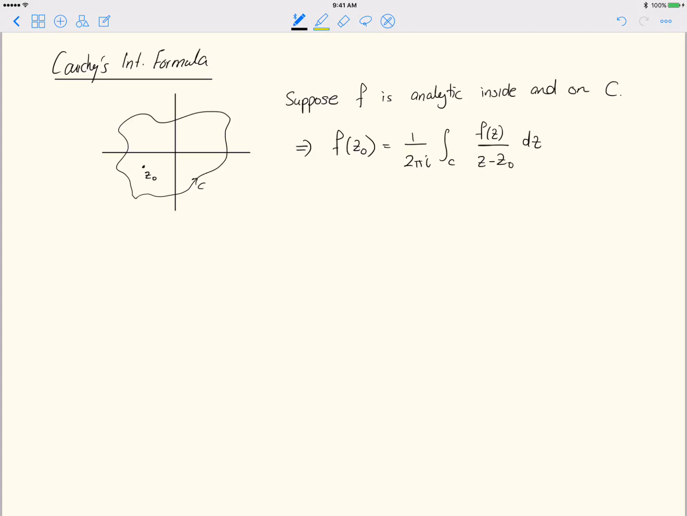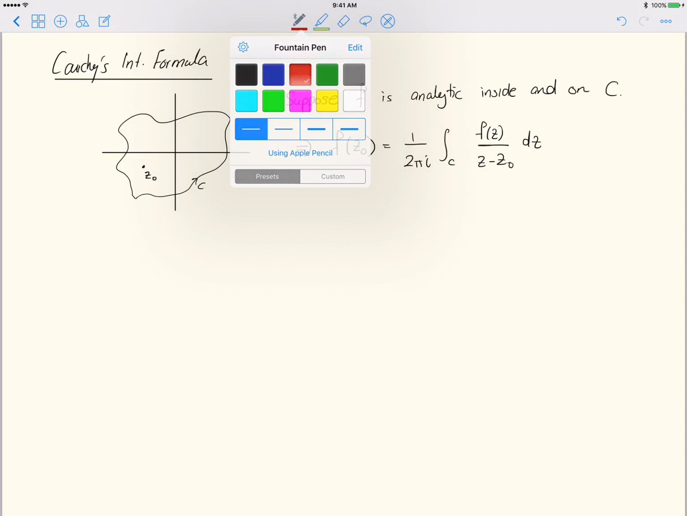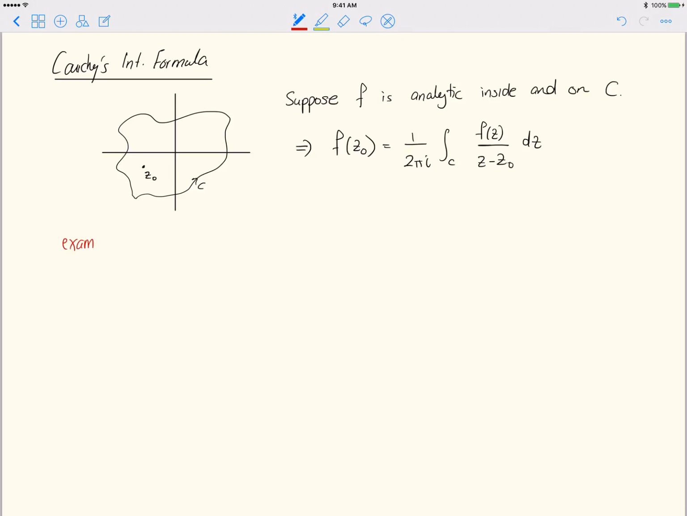So I'll start out with an easy example and then I'll gradually build the difficulty. So first let's have a look at this one here. I want to evaluate the integral along C of e to the z over z minus 3 dz, where C is the circle. I'm going to take the circle modulus of z equals 4, taken anticlockwise.